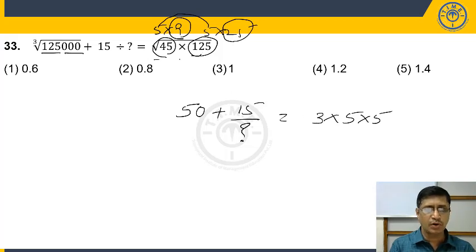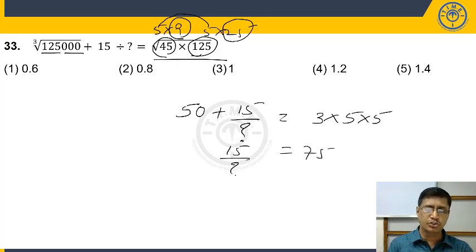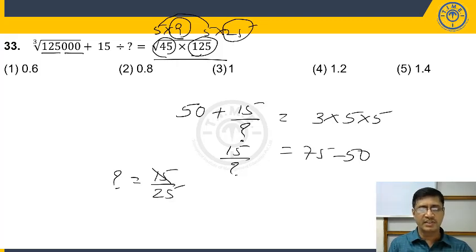So what is the square root of 45 into 125? So what is the result? Just look at this one. 5 into 5 into 3 is 75. So 75 is equal to 50 plus 15 by question mark. So 15 by question mark, and take this 50 to the other side. Now the result is 25. So the value of the question mark is equal to how much here? 15 by 25. Solving this.